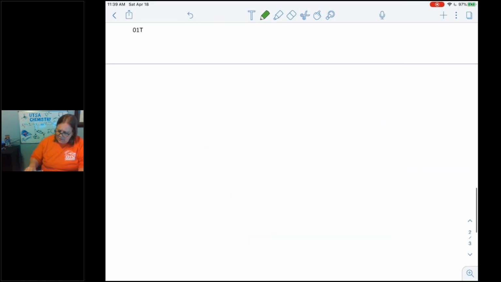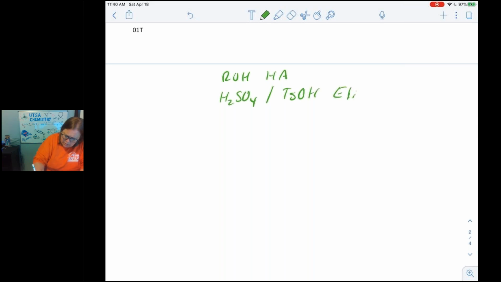Okay. So the first thing we talked about when we talked about chapter 1 is turning our whatever it is into a good leaving group. And so with alcohols, there's a couple of different options. We can use acids, right? And so alcohols with HA. If I use sulfuric, tosyl sulfonic, okay, it's elimination. If I use HX, it's substitution.